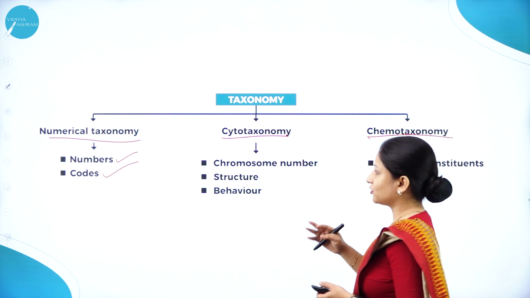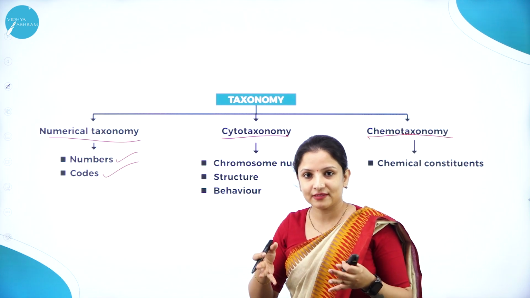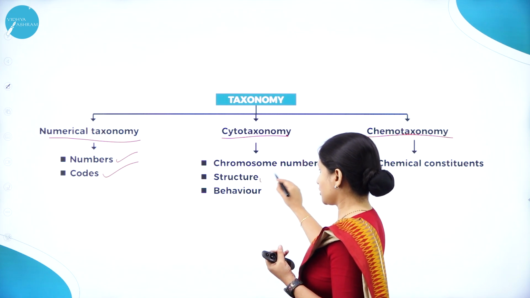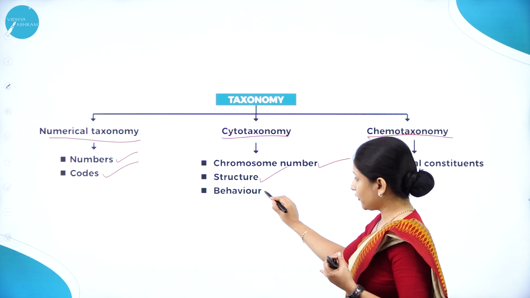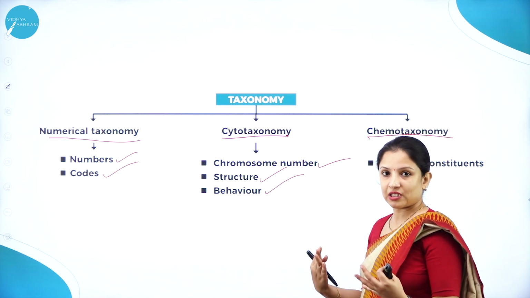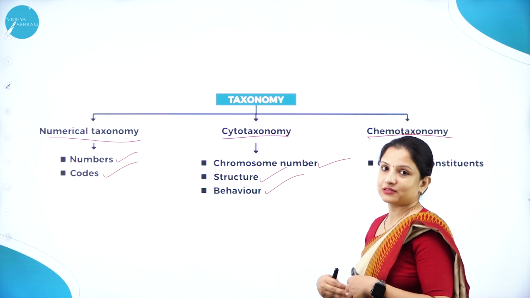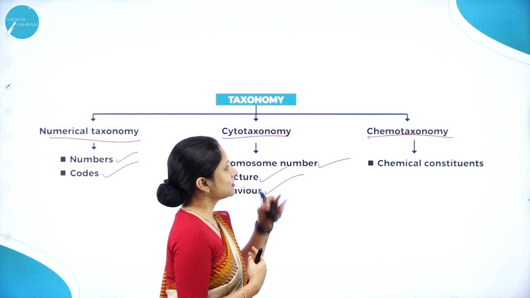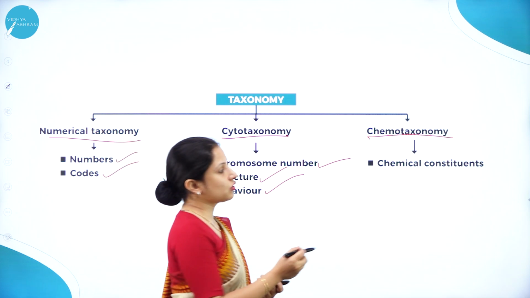Next is cytotaxonomy. It is based on what is there inside the cell, the chromosome number, the structure of the chromosome, the behavior of the chromosome, or the structure of the cell, the behavior of the organelles inside the cell, all that depends on this. So that is cytotaxonomy. Next is chemotaxonomy. It is the chemical constituents.